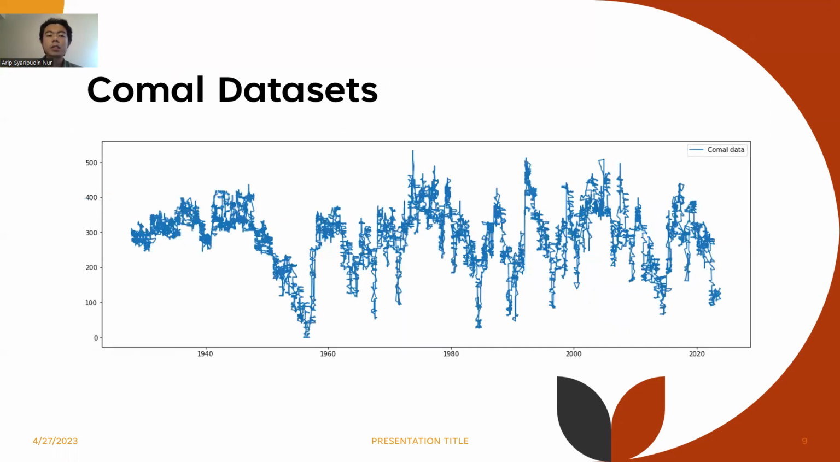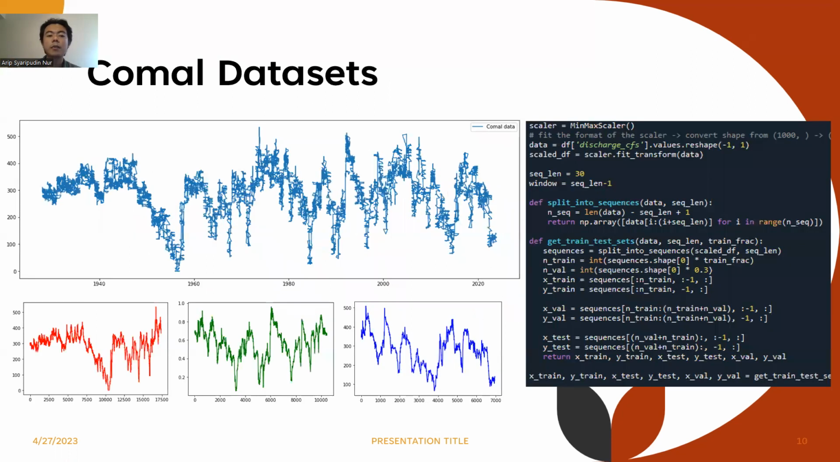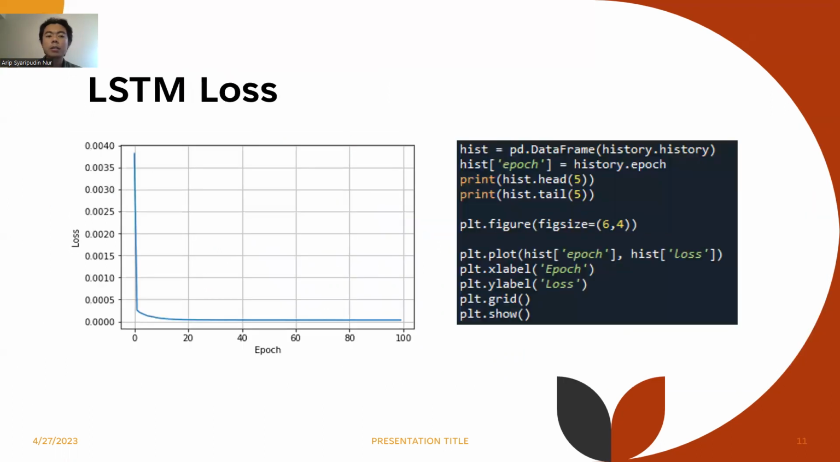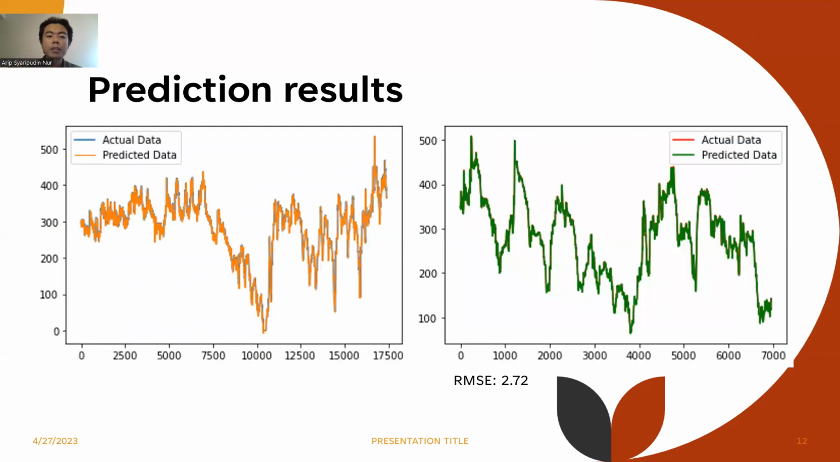I also use the Comal dataset using the same steps. So this is the dataset, divided into training, validation, and testing datasets shown as the red, green, and blue graphs. And this is the loss using 100 epochs. And this is the prediction result, with RMSE 2.72.